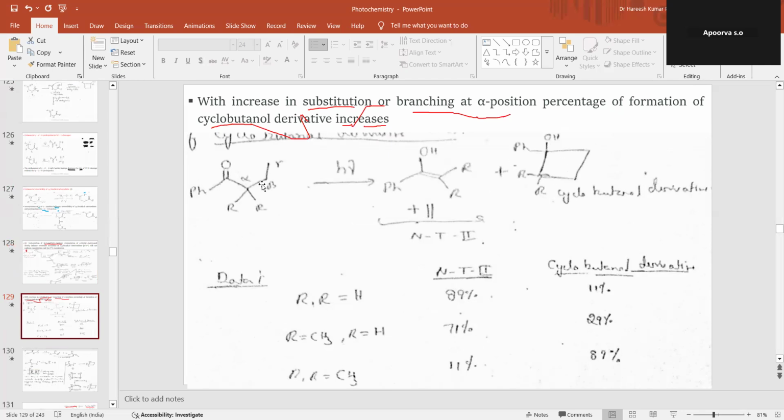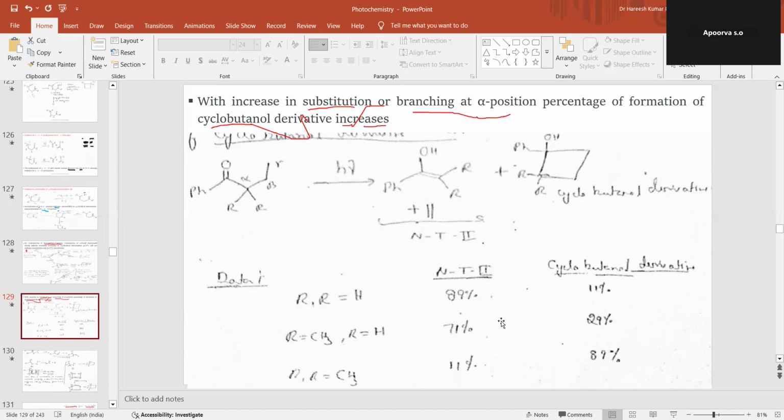You know that there are alpha, beta, gamma positions, and the alpha-beta bond is cleaved. If a bond is cleaved, it means there is a double bond, so an enol is formed, and in addition to that, the cyclobutanol is also formed. This enol formation is the Norrish type II reaction, and the cyclobutanol derivative is the Yang rearrangement reaction.